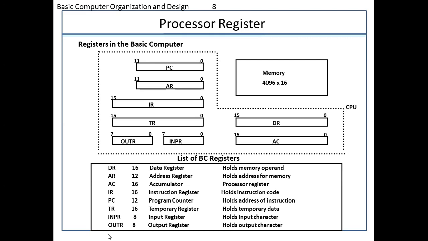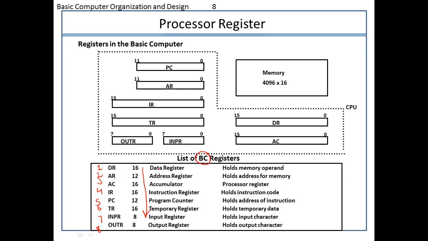So this is the last point of discussion in this session, which is the different kinds of processor registers which are available within the CPU. The different processor registers are data register, address register, accumulator, instruction register, program counter, temporary register, input register, and output register. So what does this mean? Depending upon the basic computer organization's configuration, their size varies depending upon the kind of functionality they are doing for us.